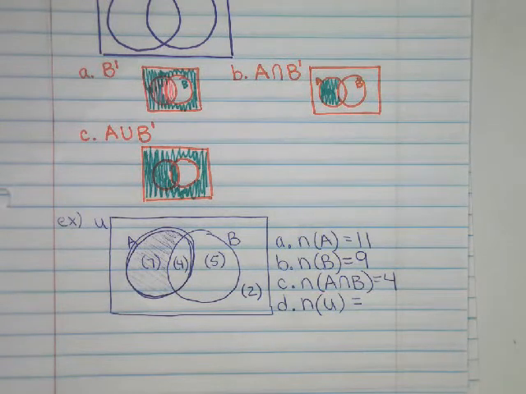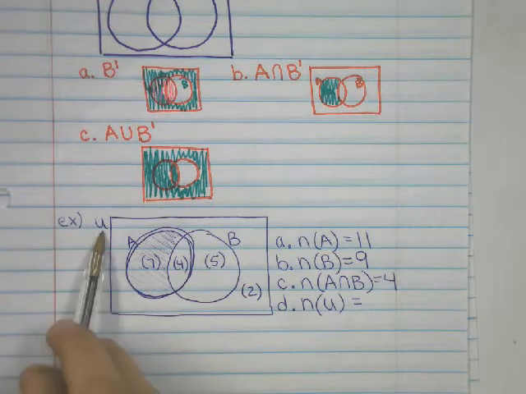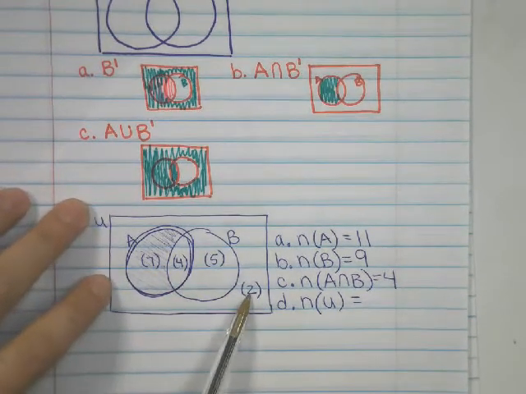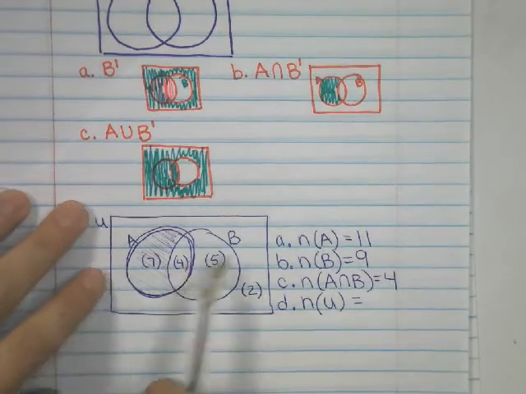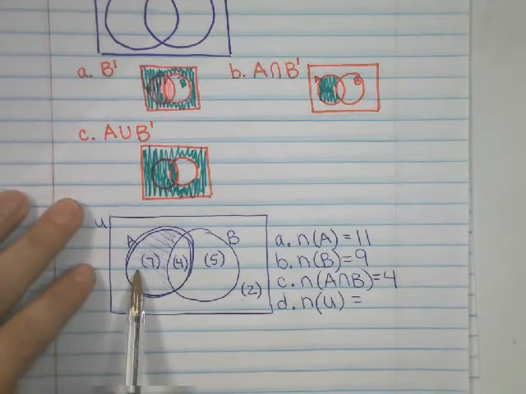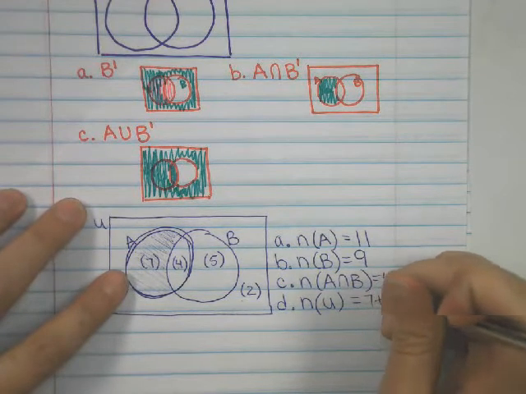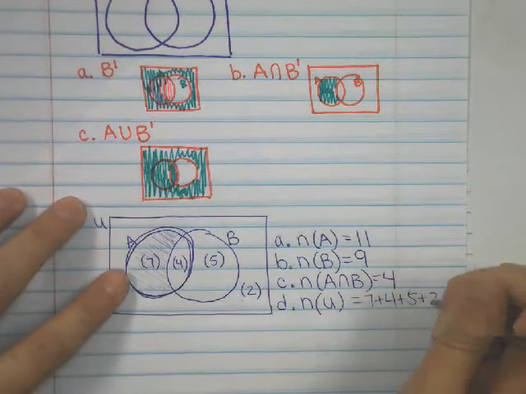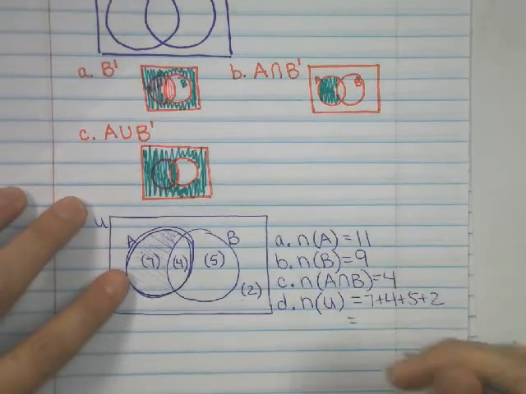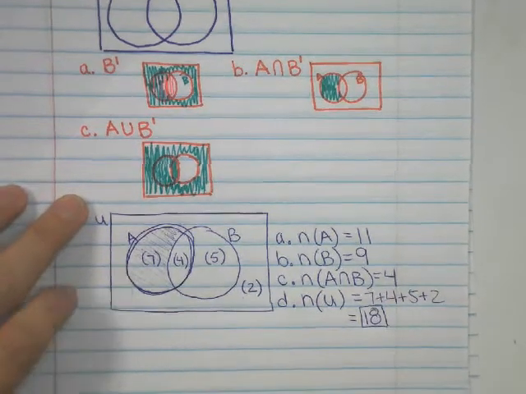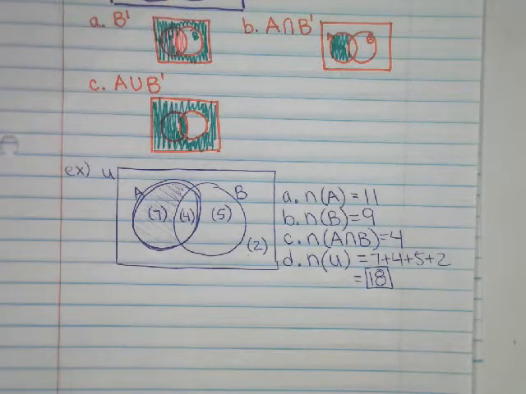How many elements are in U? U represents our universal set. The universal set is everything in the box. So that's going to include these 2 that are only in U, not A or B, these, and these. Okay? So the number of elements in U is going to be all of those added together, which is 18 total elements in U.